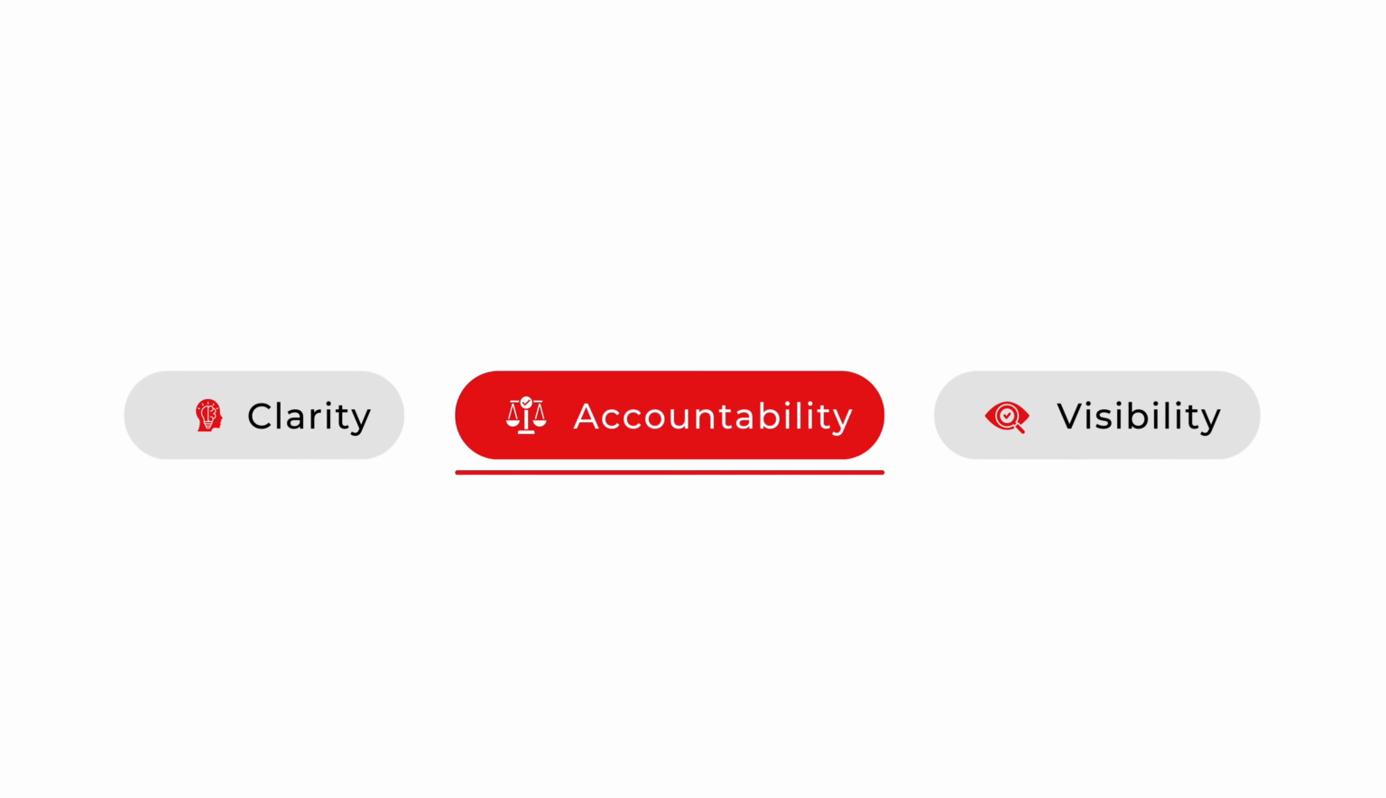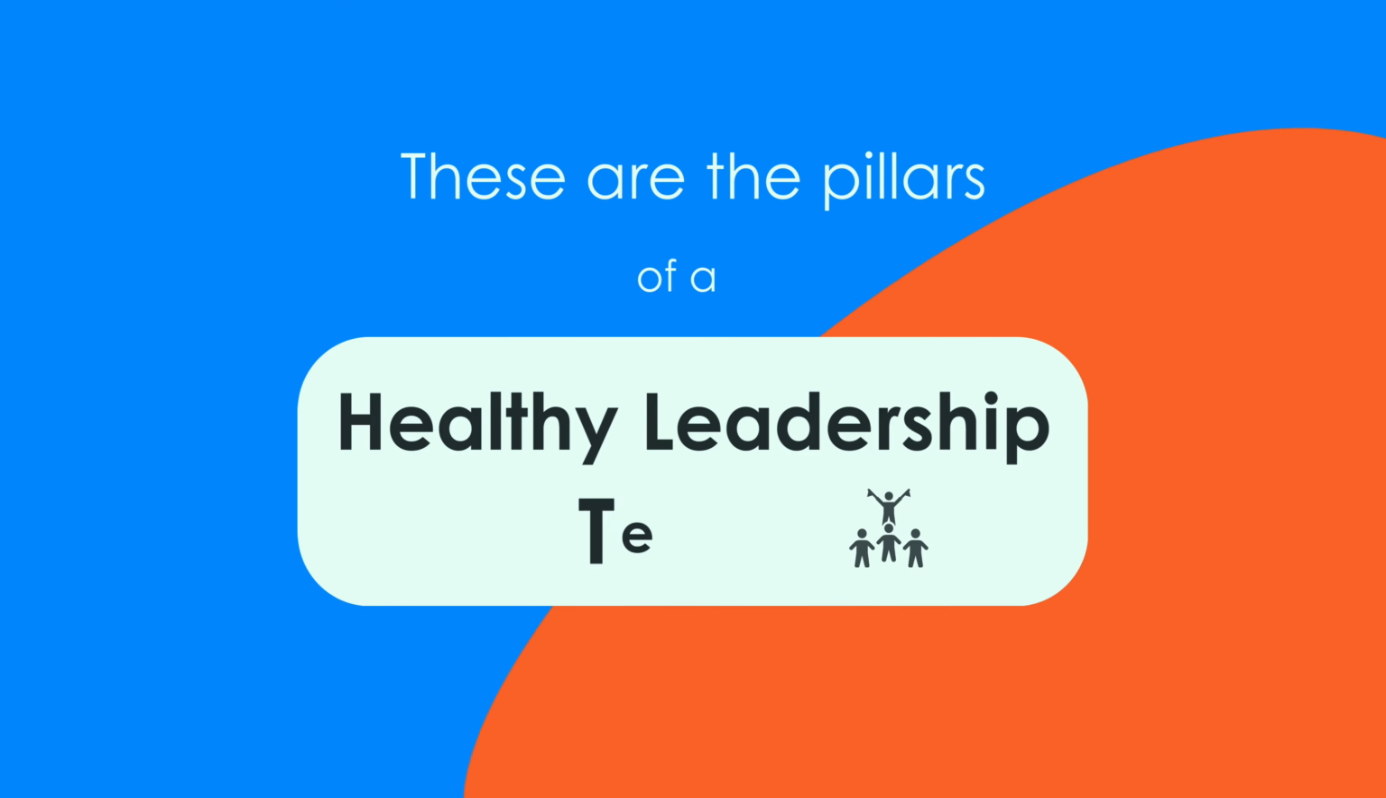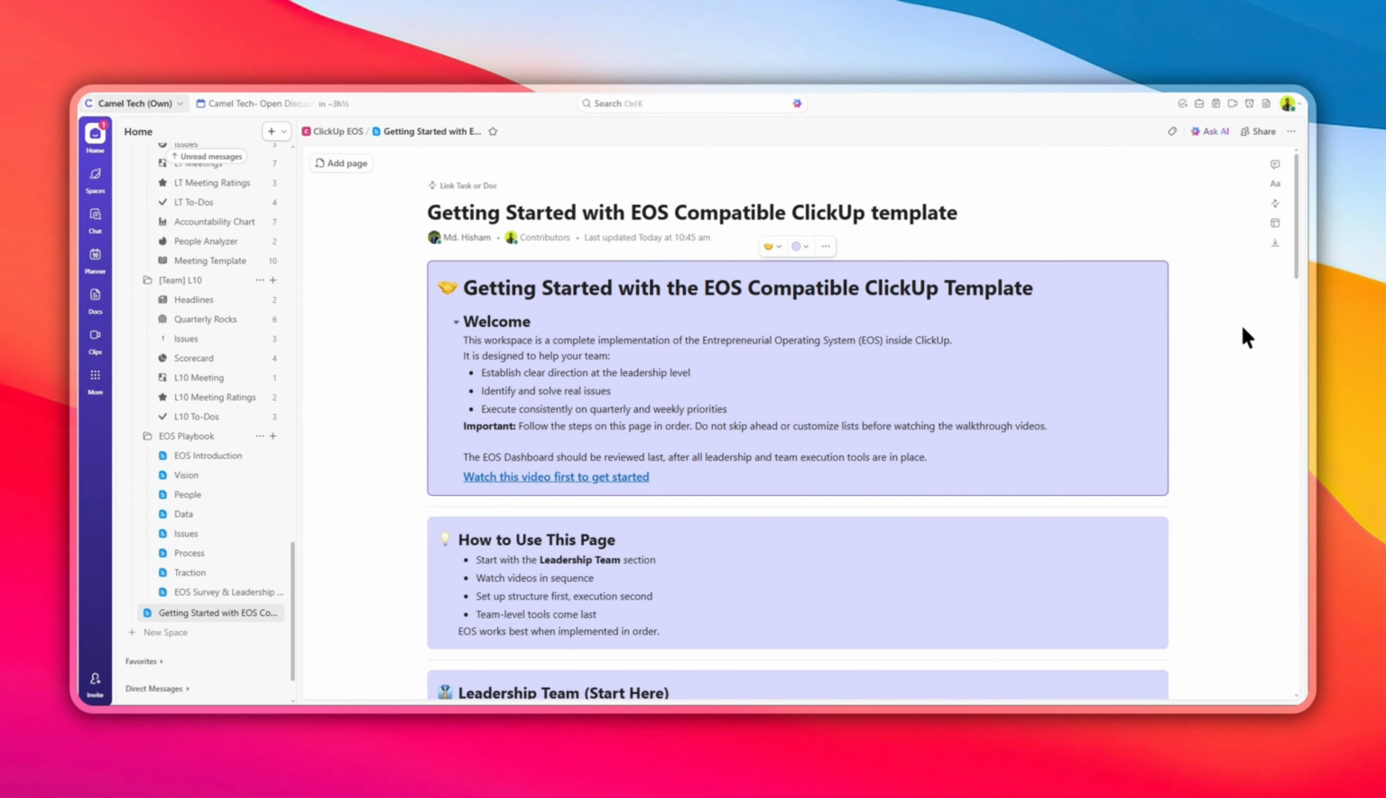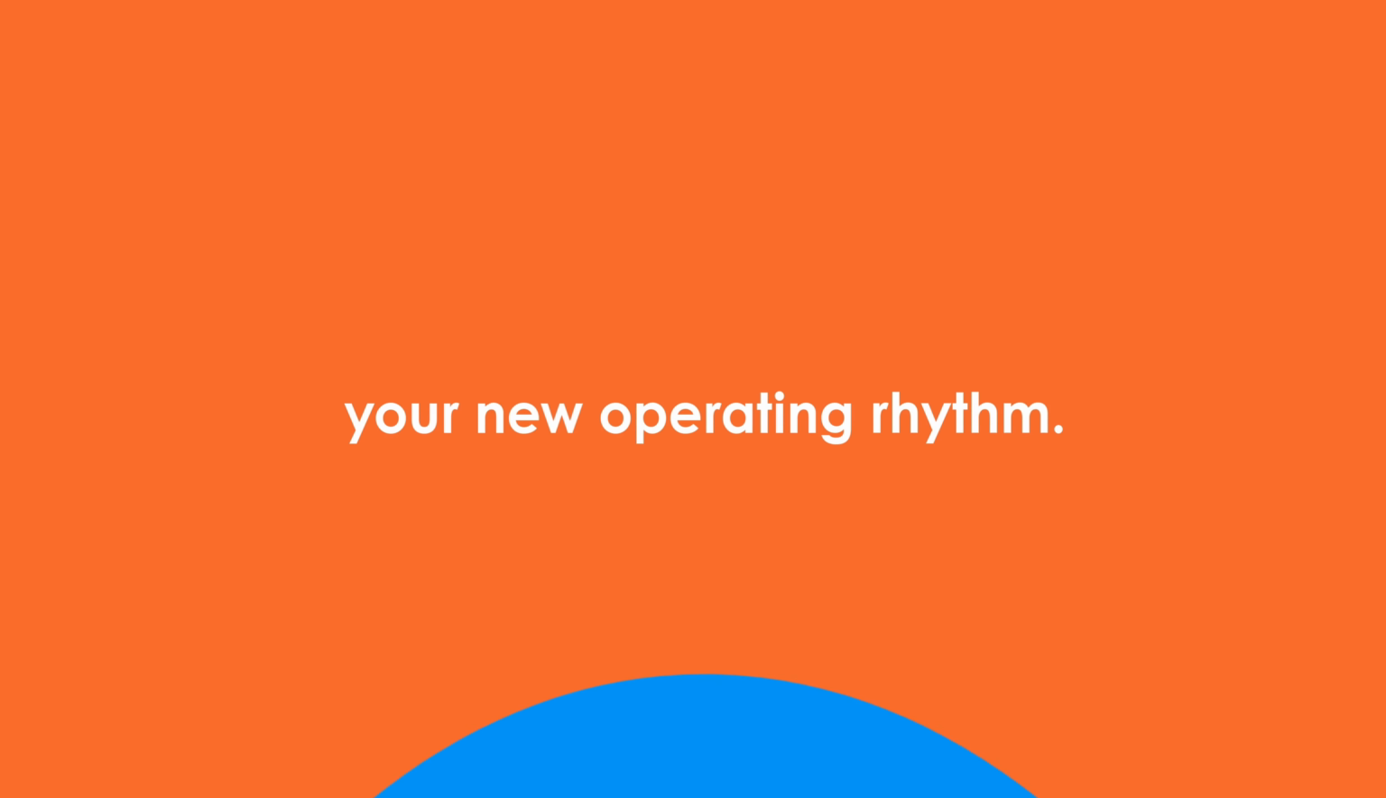Clarity, accountability, visibility. These are the pillars of a healthy leadership team, but they shouldn't live in a silo. Welcome to an operating framework built on proven EOS principles, engineered to live right where your work happens, inside ClickUp. We designed this system to eliminate the noise of disconnected tools, allowing you to focus on what actually matters. Here is the blueprint for your new operating rhythm.